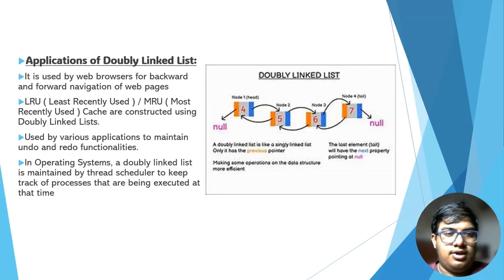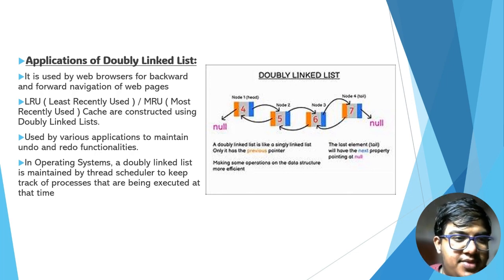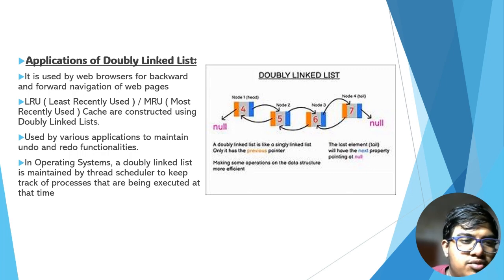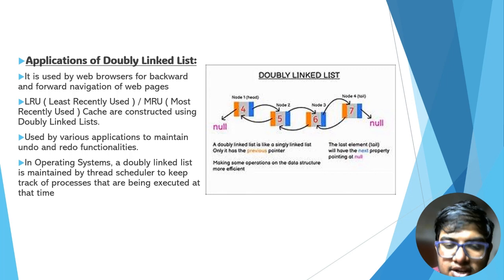Now, applications of doubly linked list. It is used by web browsers for backward and forward navigation of web pages. It is used for the least recently used and most recently used cache constructions that happen again in your web browsers. It is used by various applications to maintain undo and redo facilities, such as your Microsoft PowerPoint. You have such methods where you can undo and redo. So these use linked list for such operations.